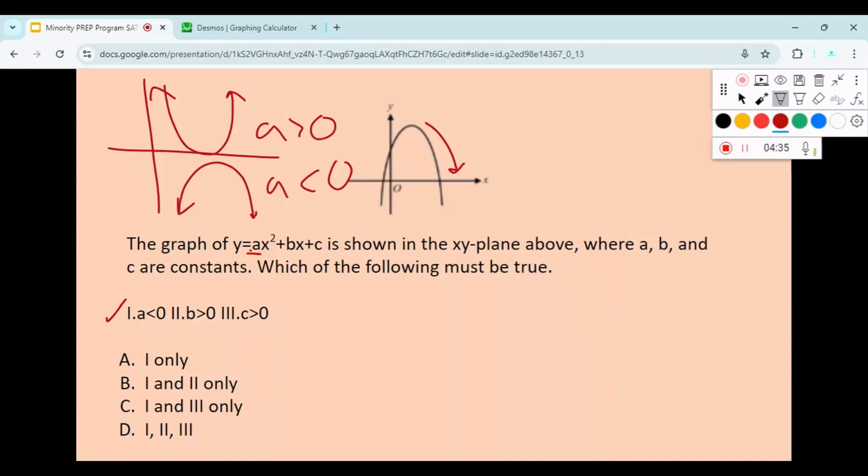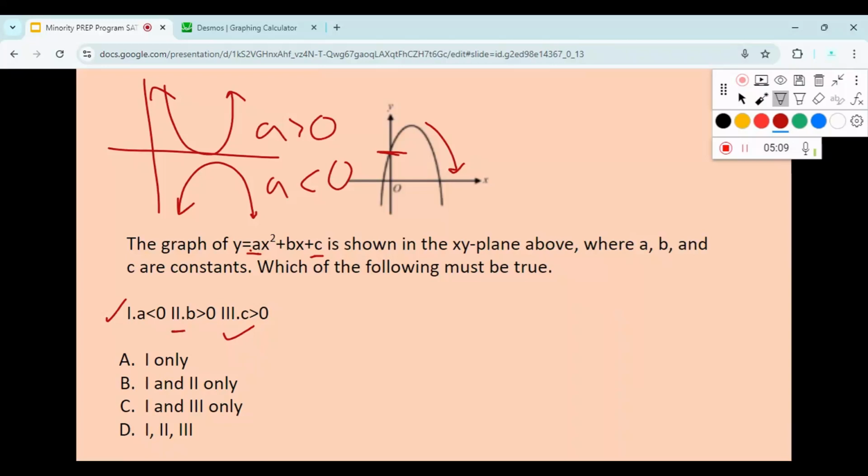Another thing is that this c value is the same thing as our y-intercept. So if our y-intercept was positive, our c value would also be positive. If our y-intercept was negative, our c value would also be negative. And if our c value was 0, our y-intercept would be 0. That's how it works. Although we don't know the actual y-intercept value, we can see that it's clearly positive, which means that c would have to be a positive number. So number 3 would have to be true.